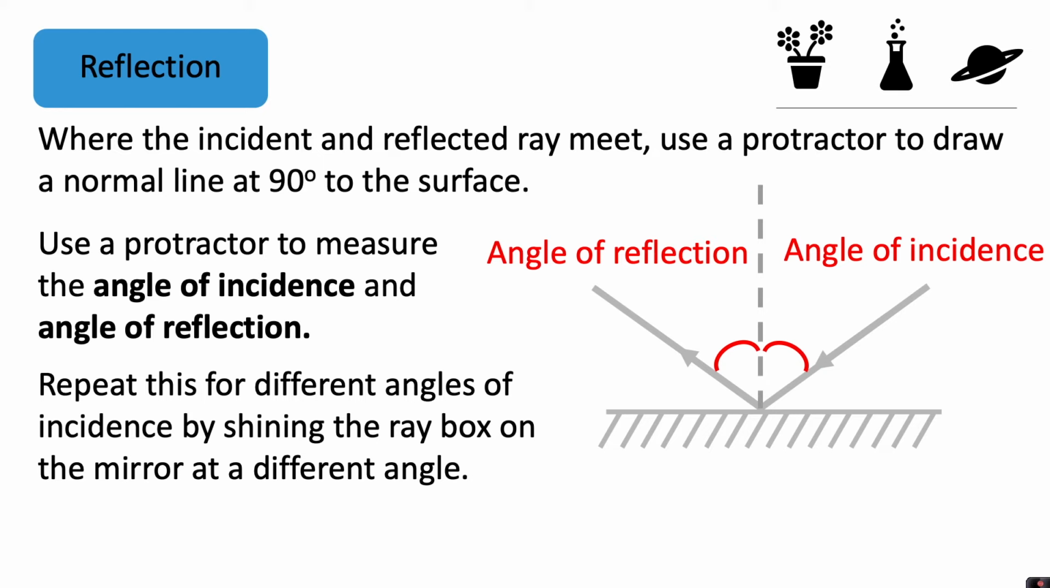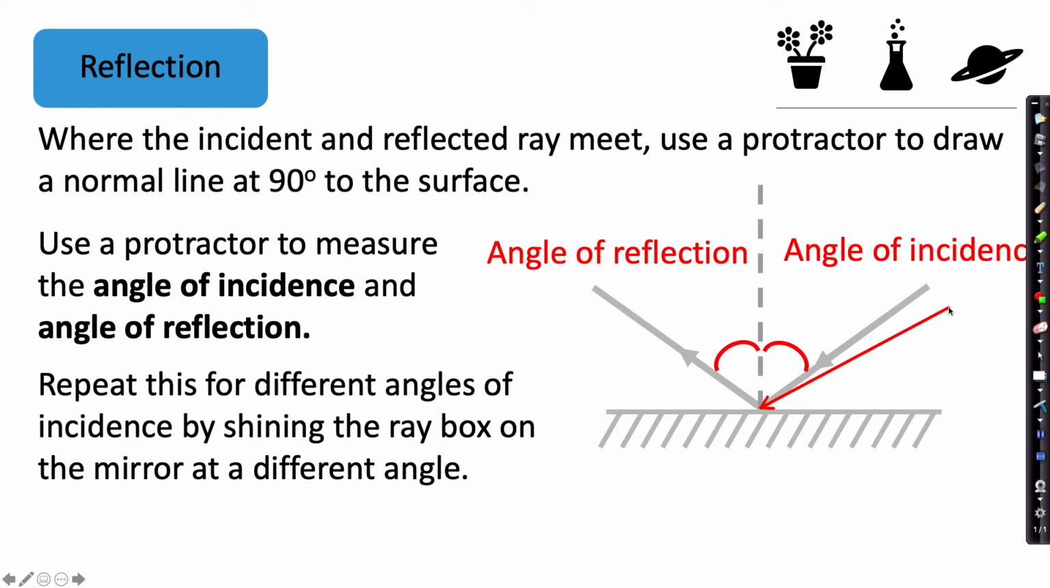And you'd repeat this for different angles of incidence by shining the ray box on the mirror at a different angle. So for example, you could repeat it again, but this time have your angle of incidence here and measure the angle of reflection, and again change the angle that the light is hitting the mirror to perhaps here, and so on until you've got a number of different readings. You would then repeat 3 times for each angle of incidence and calculate a mean angle of reflection.